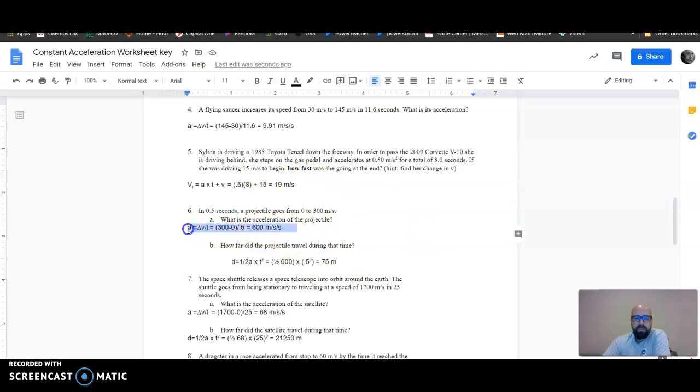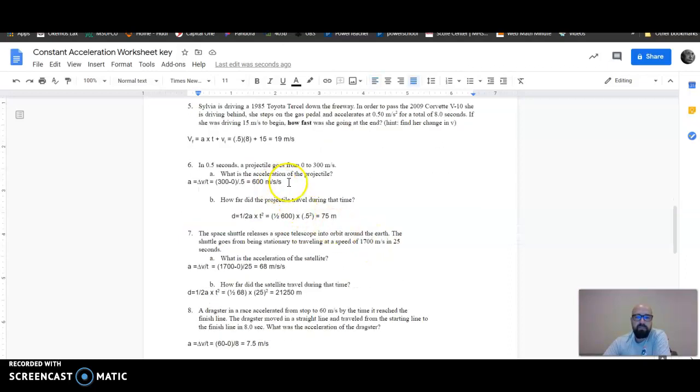Some people, I think, just did this in their head and just did it backwards. They did 300 divided by 2 instead of by 0.5. So what you had to do with 6 and 7 is you found the acceleration, and then you had to use it in this distance formula. So this distance formula, you've got to get pretty comfortable with because we're going to use it a lot. And so this is when something is accelerating.